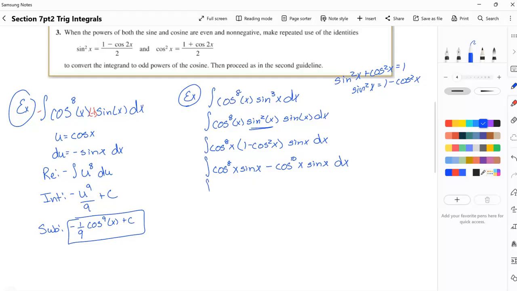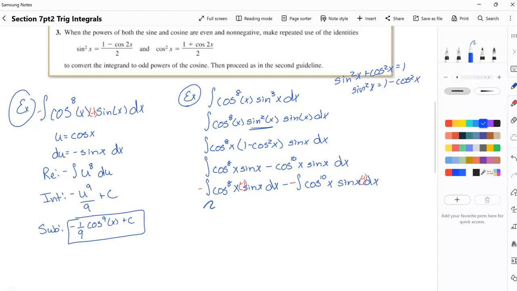To do that, I am going to have to rewrite this. Split it into two integrals. Minus cosine to the 10th of x sine of x dx. We know u is going to be cosine, so du is negative sine. So we need a negative 1 here, compensate with a negative here. Same thing here, negative 1, compensate with a negative. Notice that minus negative there.